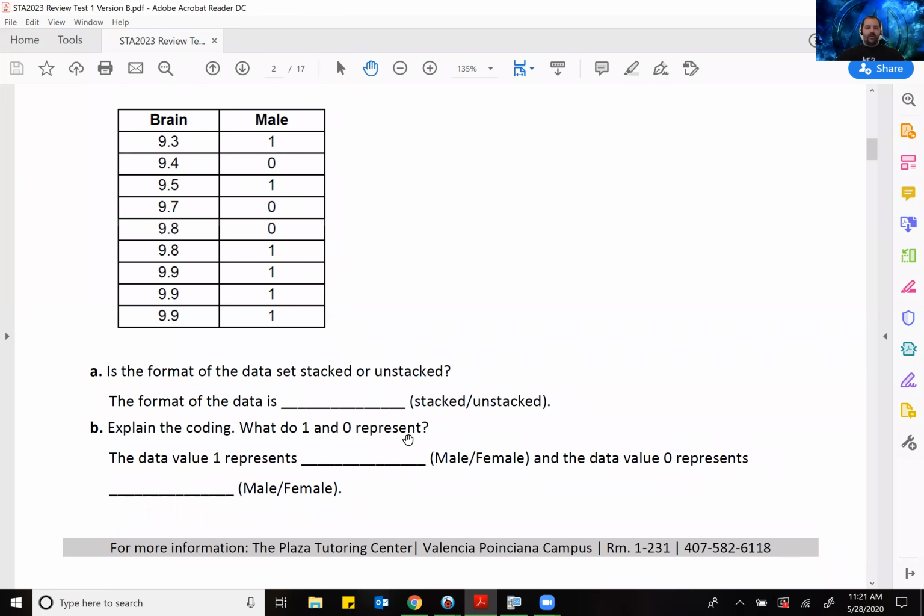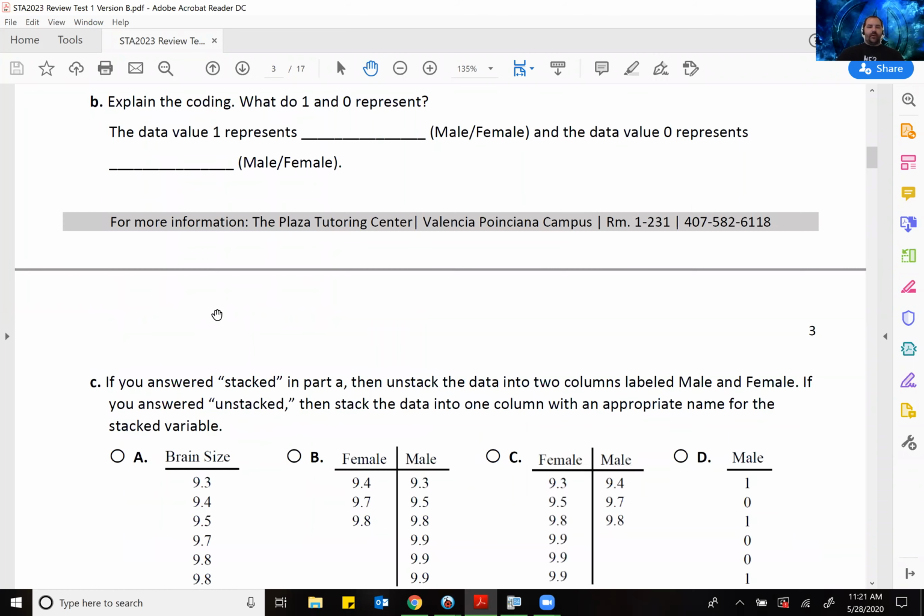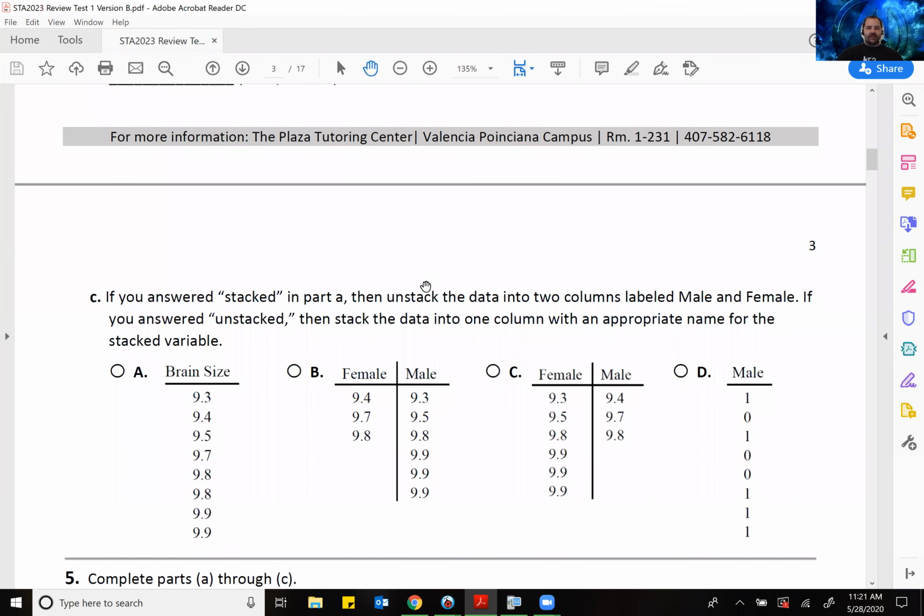All right. And then down below, it says if you answered stacked, then choose the unstacked. If you answered unstacked, then choose the stacked. So we answered stacked. We want the unstacked. Which one down here shows unstacked? A is stacked data. We want to separate it according to the male and the female. See, it even gives you a hint right here. Then unstack the data into two columns, male and female. Does that make sense?